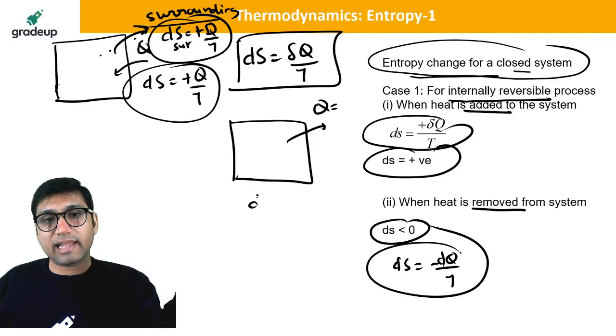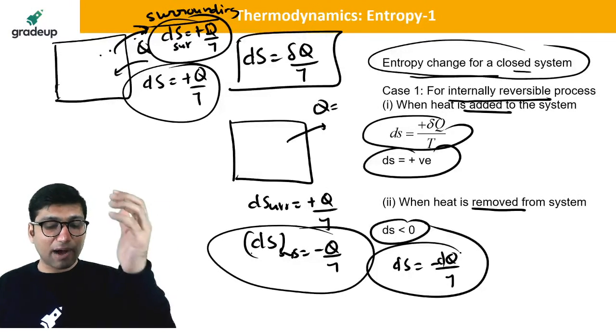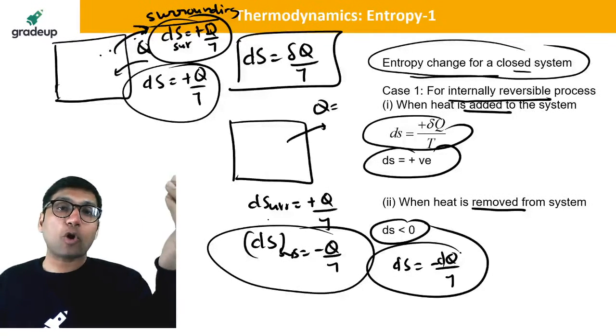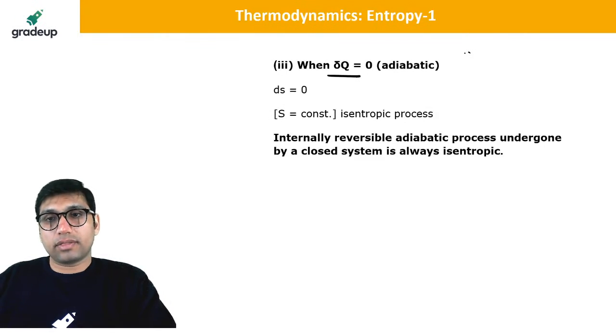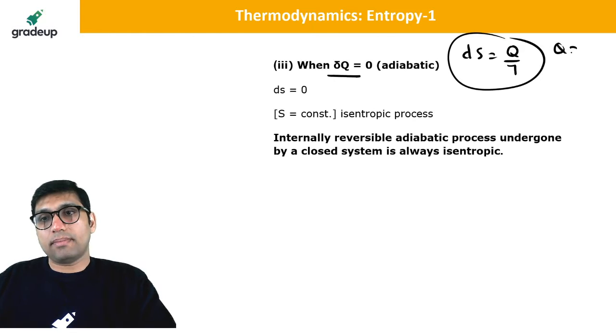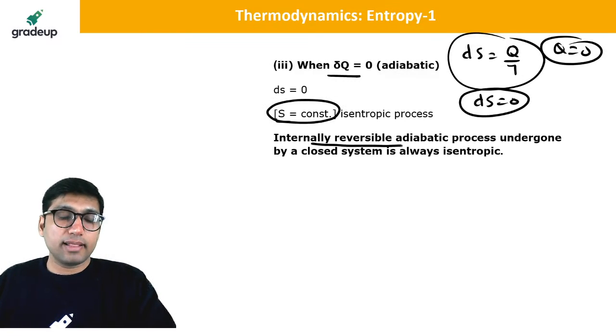So let us say heat is going to the surrounding. Then for the surrounding, the entropy change will be positive Q by T, and for the system, the entropy change will be negative Q by T. So we have to see whether we are finding the entropy change of the system or the surrounding. For an adiabatic process, if Q becomes 0, the entropy change will become 0. In that condition, the entropy will become constant. It is the only case that an internally reversible adiabatic process undergone by a closed system is always isentropic.